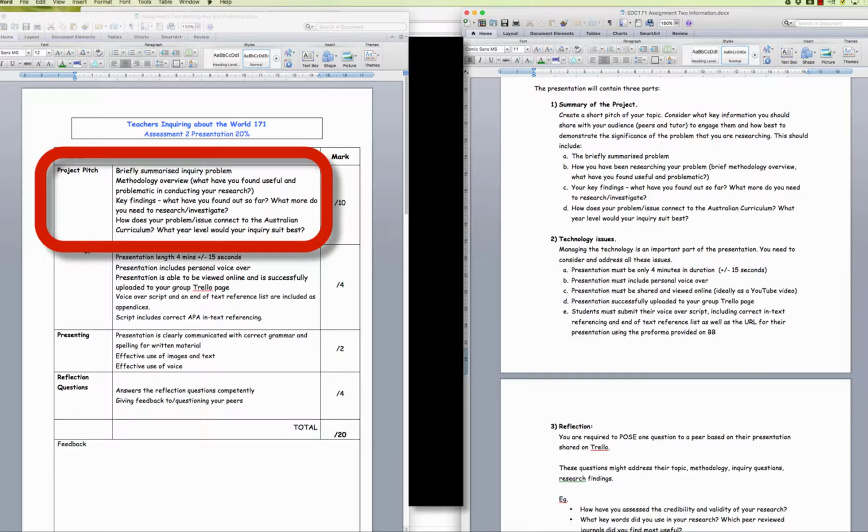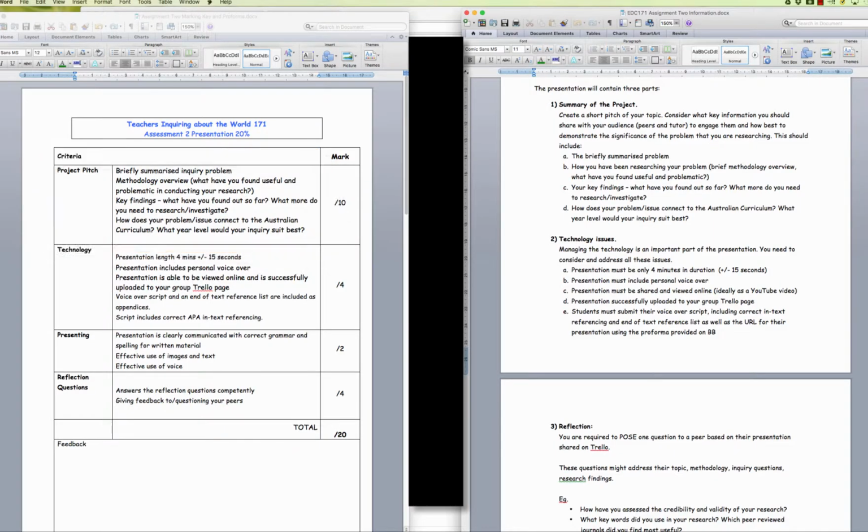Well, this project pitch is, of course, related or connected to the summary of the project. Okay, just have a look at the two there. You can see that the summary of the project and the project pitch are related to each other. There's a connection there. Moving on to the next criterion, which is technology.